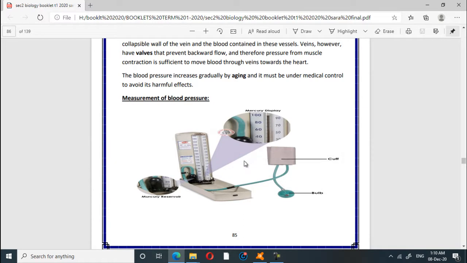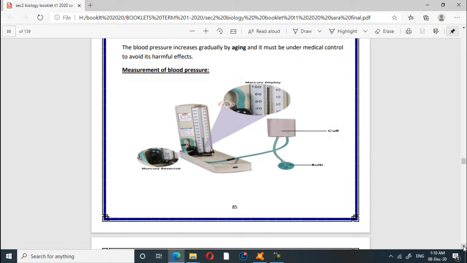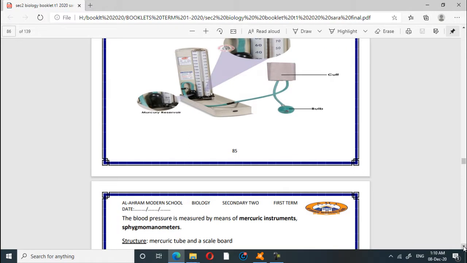If you wrap the tourniquet around the elbow, you can hear the sound beats. As you hear the sounds, you can record the upper number, which is the maximum number, and if the sound of the heart beats disappears or you can't hear it, you can record the lower number, or the lub sound.